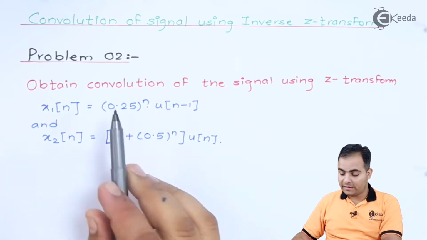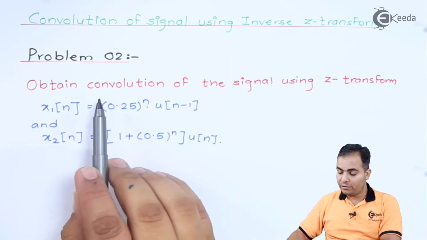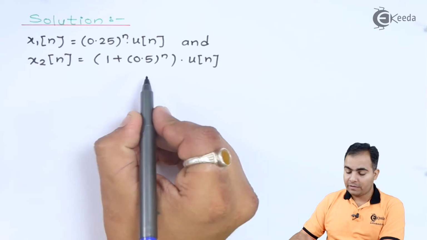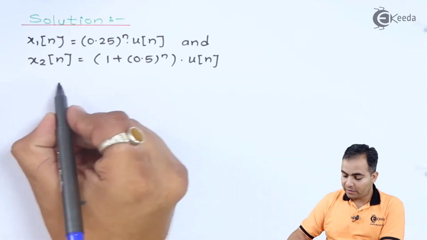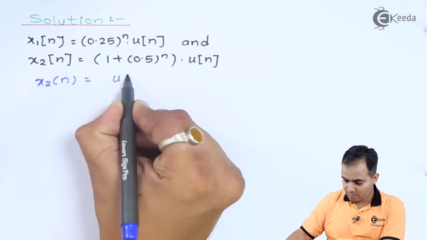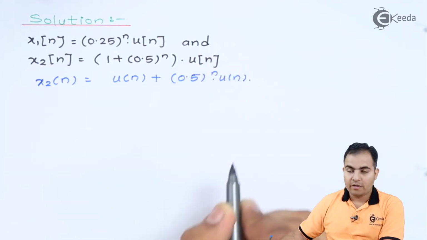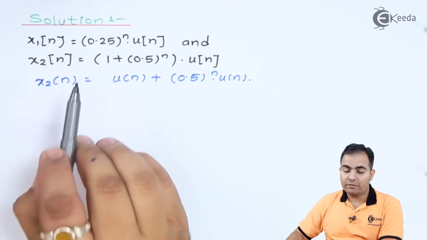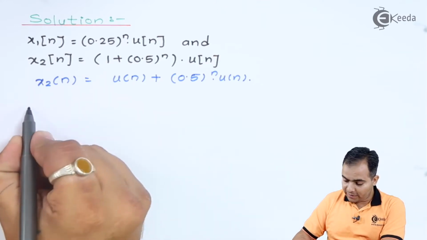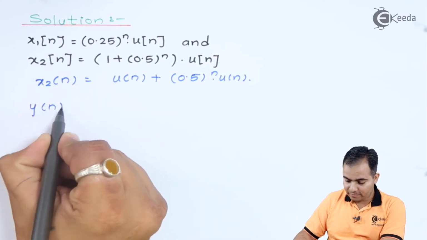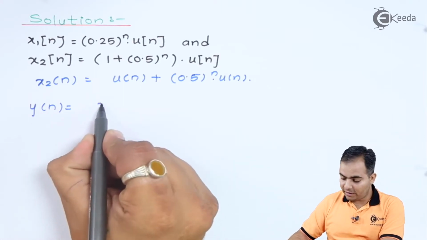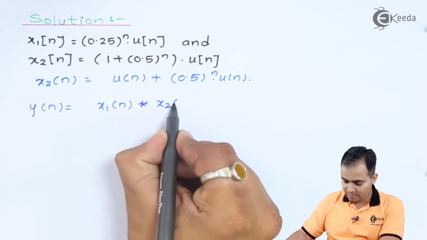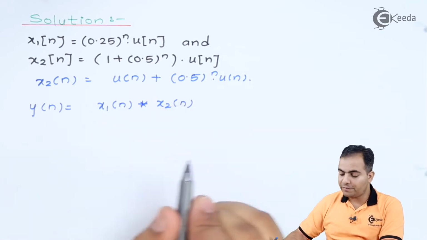Now we will apply Z transform on both the sides by using the convolution theorem. First of all, we will solve x2 of n. I will multiply u of n inside this bracket. So my x2 of n is 0.5 raised to n u of n plus u of n. Now I will use the convolution theorem of Z transform. So let's say my y of n is nothing but the convolution of x1 of n and x2 of n.